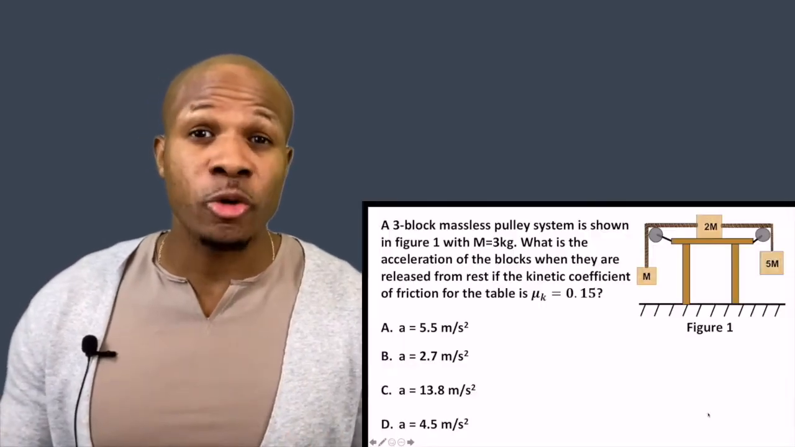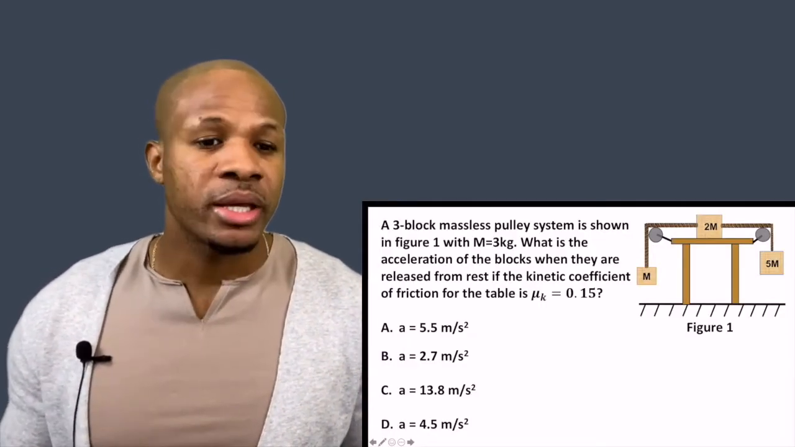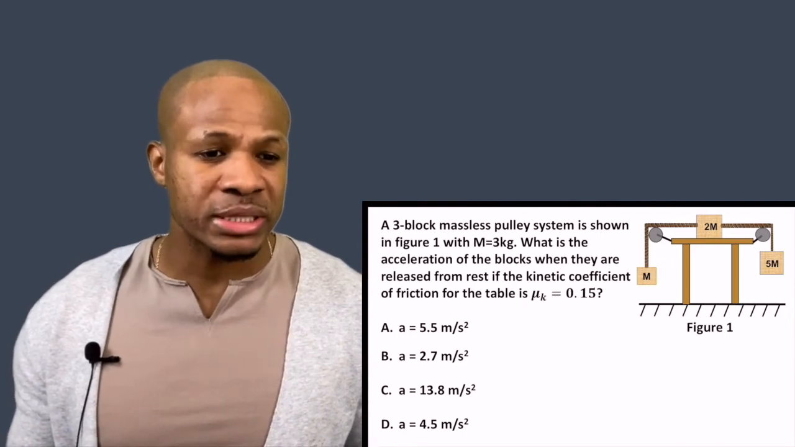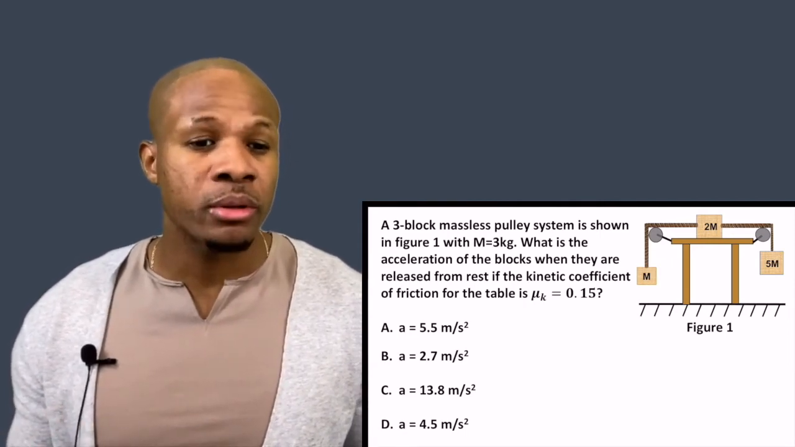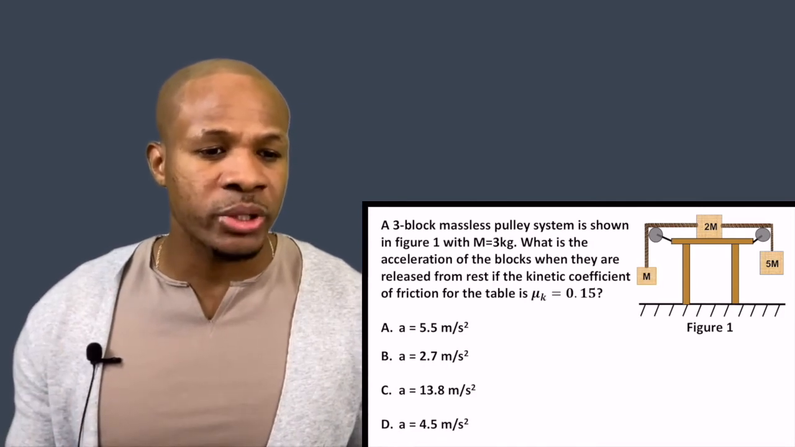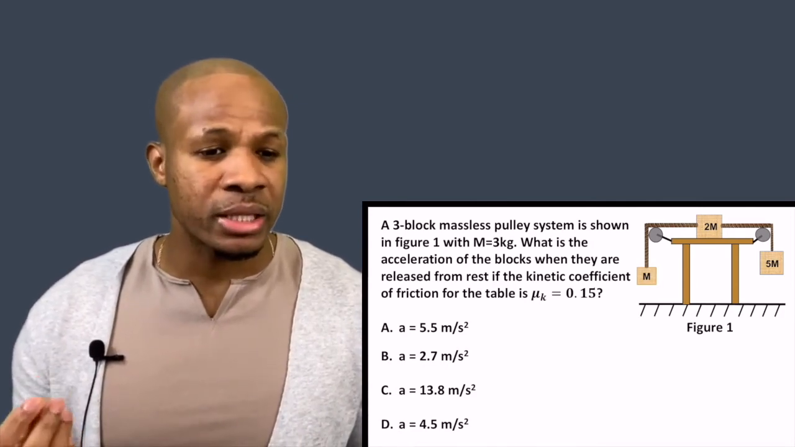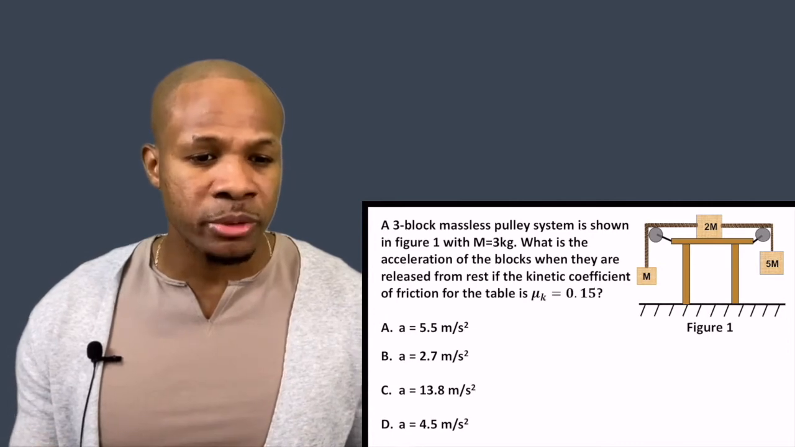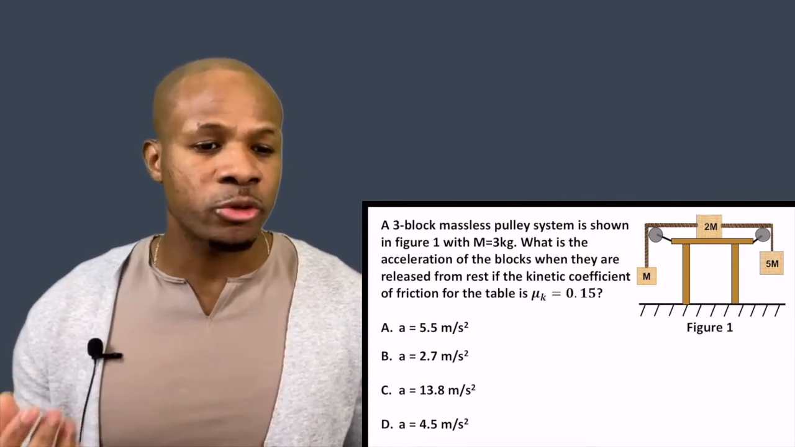All right, so let's get to the question. The question says a 3 block massless pulley system is shown in figure 1, when m equals 3 kg. What is the acceleration of the blocks when they are released from rest if the kinetic coefficient of friction for the table is mu sub k equals 0.15?